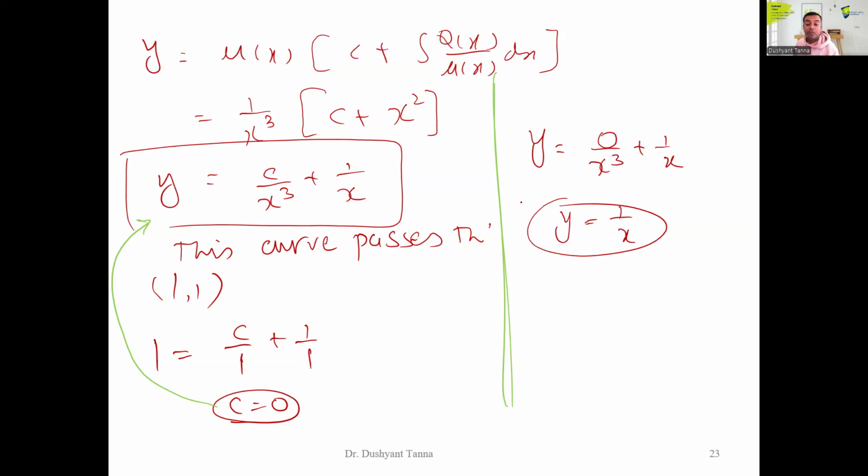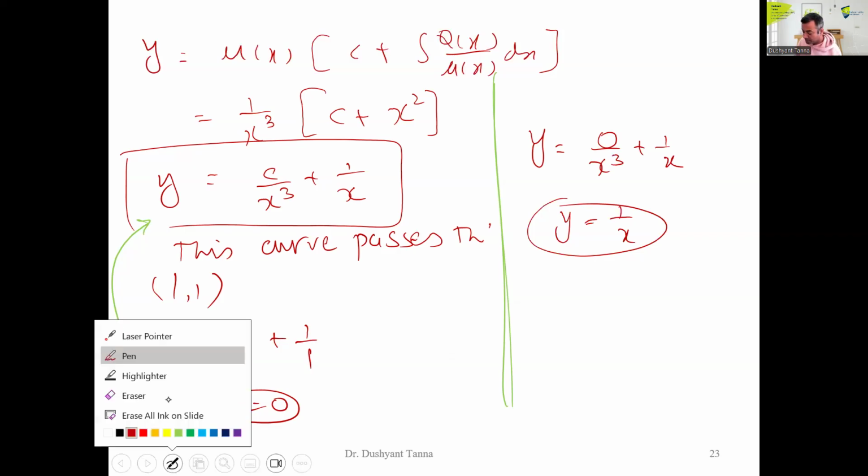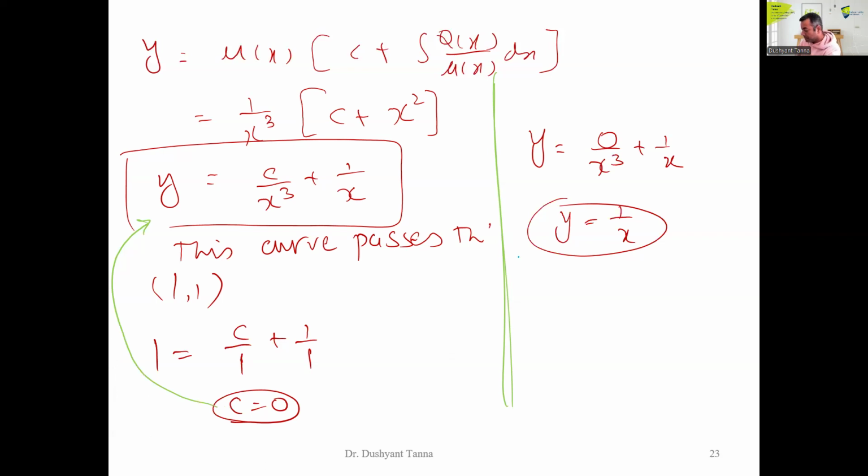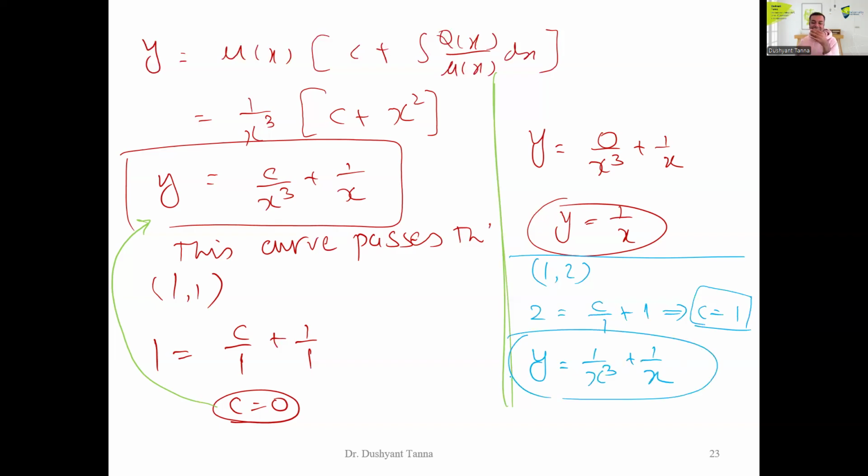Let's say if the curve was something else, and this bit is extra. If the point was, for example, (1, 2), I replace it here. So 2 is equal to c over 1 plus 1, which will mean c is equal to 1. If c is 1, I replace it here: 1 over x cubed plus 1 on x, a different curve. So it depends on the value of the point. C will be different, and therefore you have a different curve.